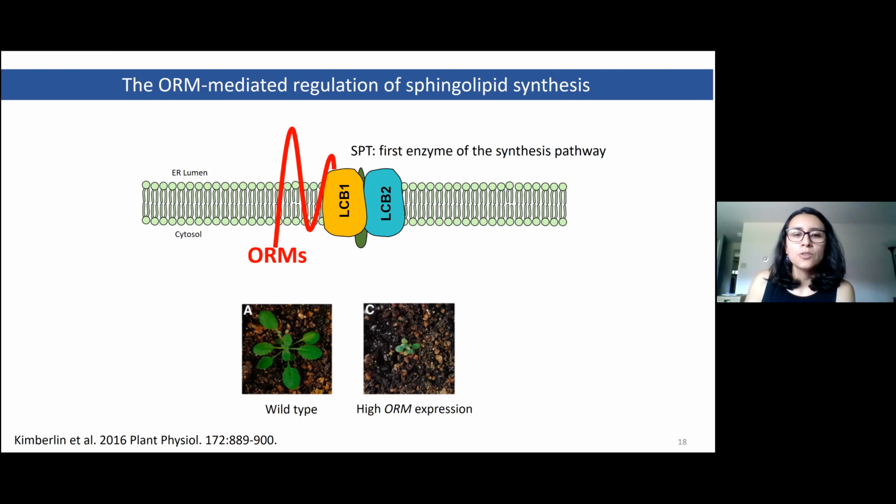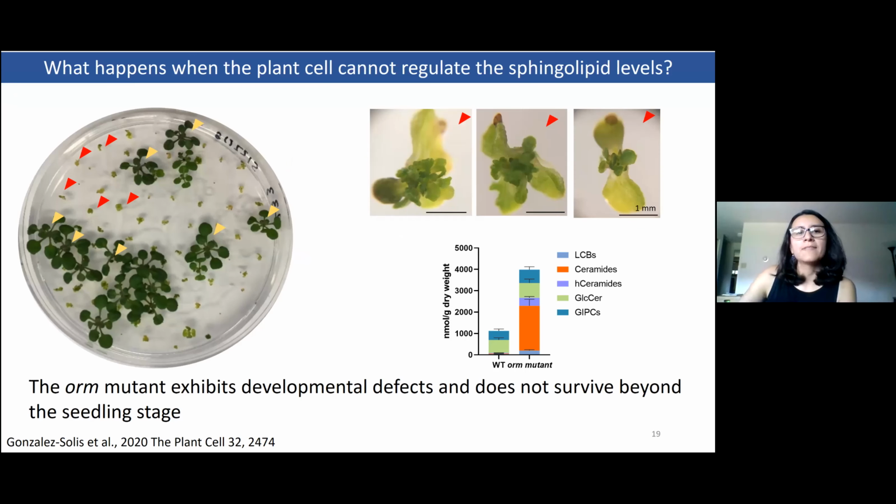And again, doing some experiments generating a plant that has very high expression, that means a lot of ORMs inhibiting these enzymes. Again, the plants are very, very small, right? There are not enough complex sphingolipids to sustain the growth of this plant. However, what happens if now we have a mutant of ORMs? That means now we don't have the negative regulator. You would expect that probably you can have more sphingolipids, right?